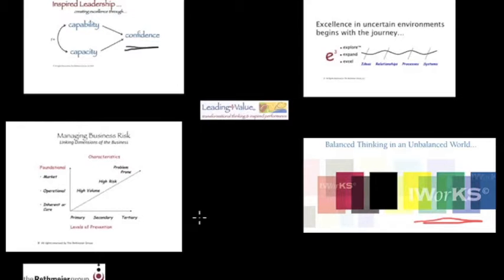And the last model has to do with managing business risk. And I've divided business risk into three major components. Something I call foundational, that has to do with the core risk, operational and market risk. That's your service reputation, if you will. Characteristics, that has to do with how many times do we see this potential risk in our company. That's high volume, high risk, and problem prone. And then thirdly, in terms of levels of prevention.